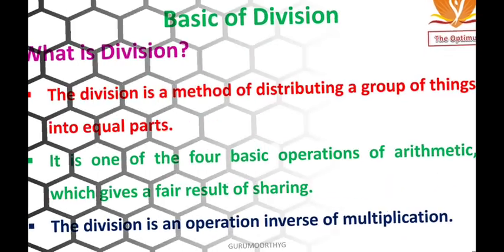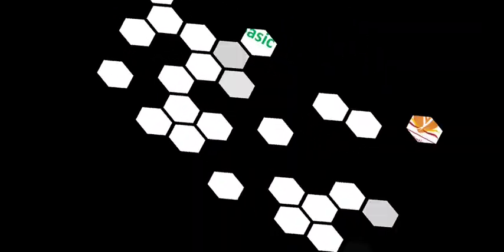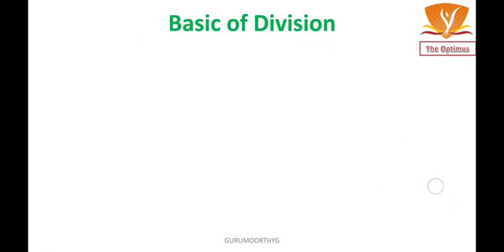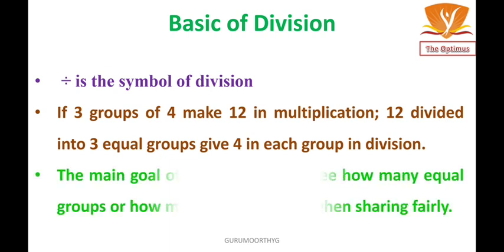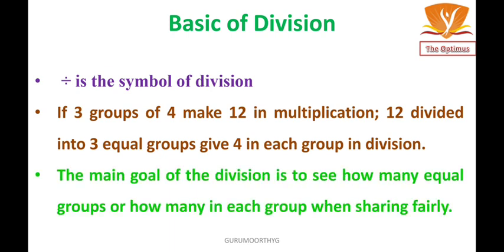Divide is the symbol of division. Dear kids, if 3 groups of 4 makes 12 in multiplication, then 12 divided into 3 equal groups gives 4 in each group in division. The main goal of division is to see how many equal groups there are, or how many in each group when sharing fairly. For example, there are 18 balls and 3 boxes.